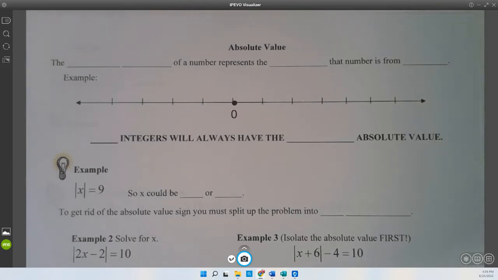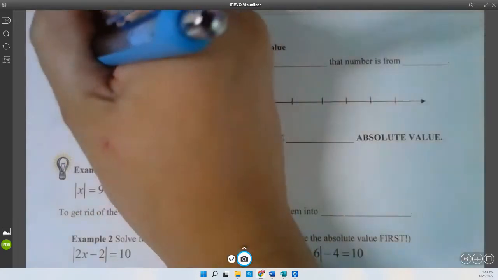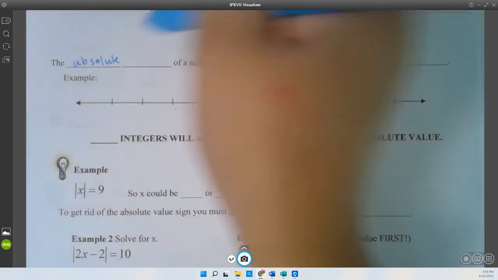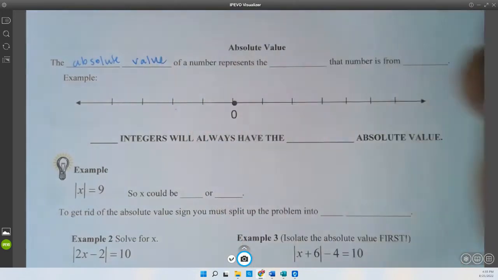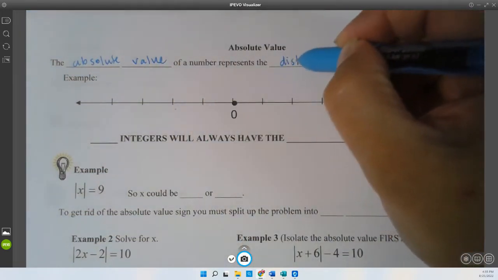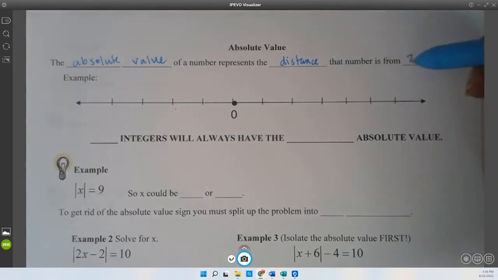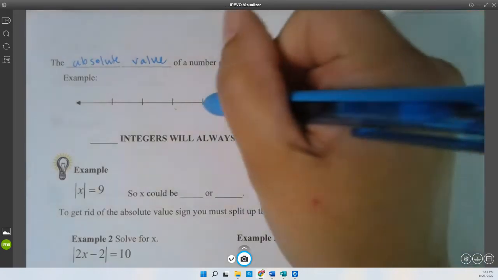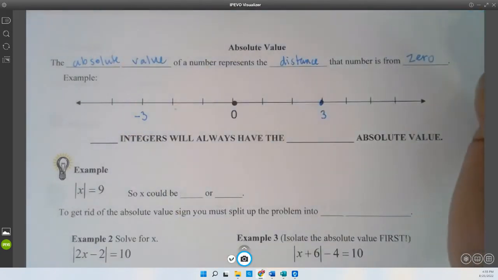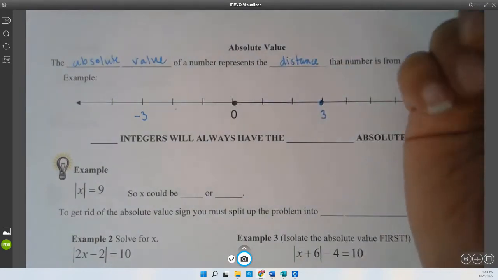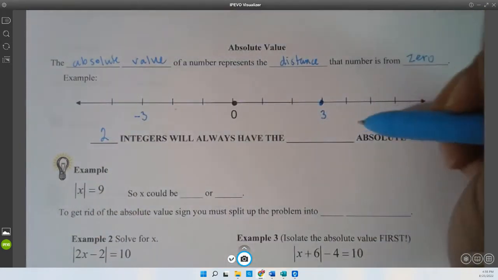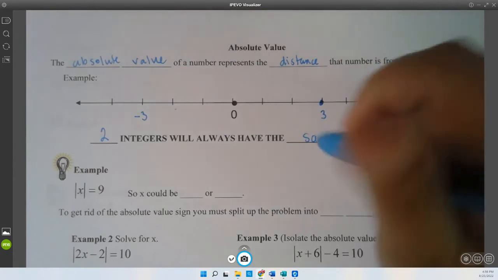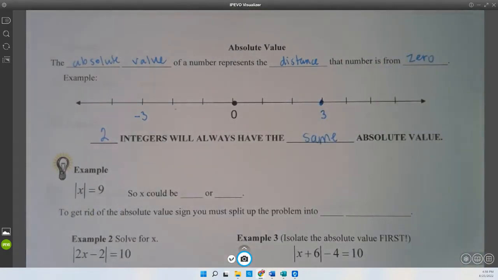The absolute value we talked about, I think, on the first day of school, that the absolute value of a number represents the distance that number is from zero. And it is up to you to perform that operation. So 1, 2, 3, the number 3, and then 1, 2, 3, the integer -3. They both are an equal distance to zero. Two integers will always have the same absolute value because zero has opposites on either side of it.